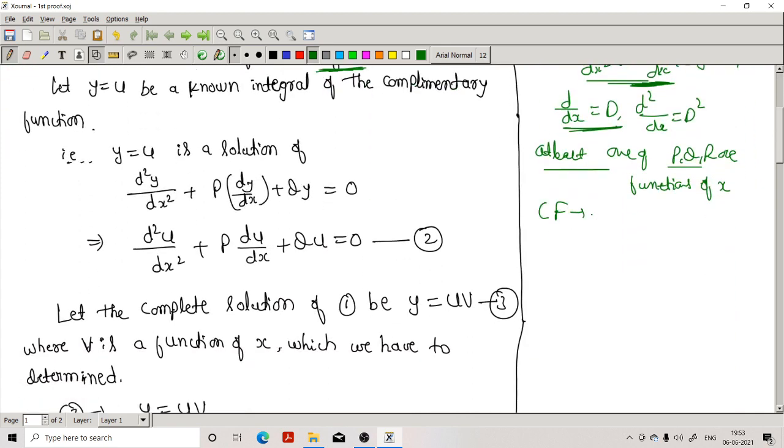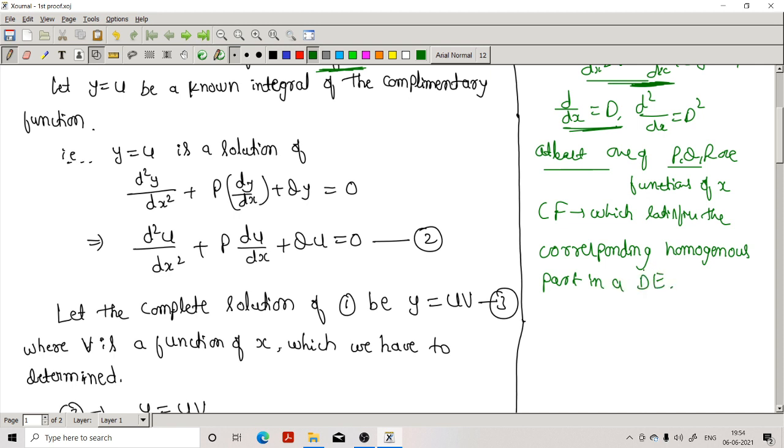Complementary function is one which satisfies the corresponding homogeneous part in a differential equation. Which satisfies means it is a solution of the homogeneous part in a differential equation.